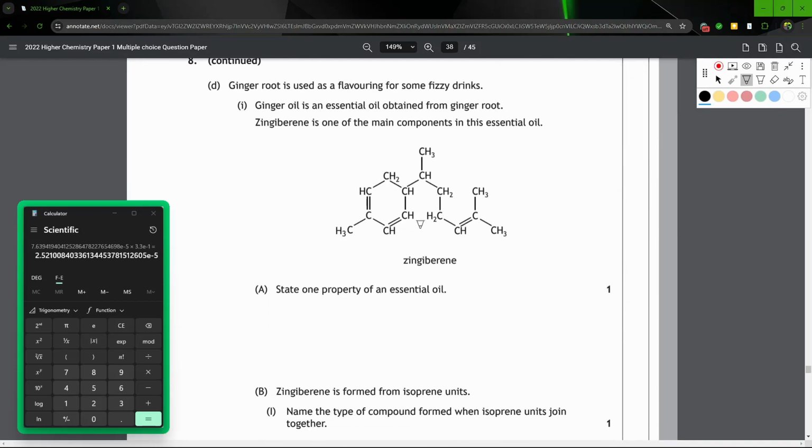Ginger root is used as a flavouring for some fizzy drinks. Ginger oil is an essential oil obtained from ginger root. Zingiberene is one of the main components in this essential oil. State one property of an essential oil. Remember, essential oils are very volatile. There are a few other properties that you could talk about. You can also say strong aroma.